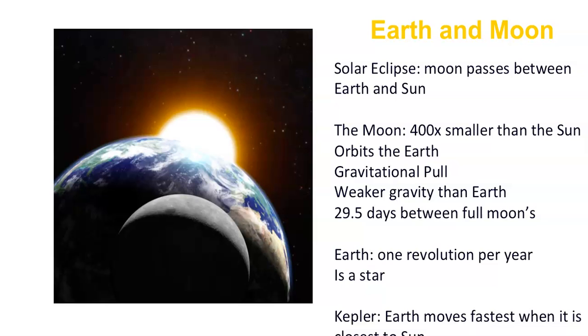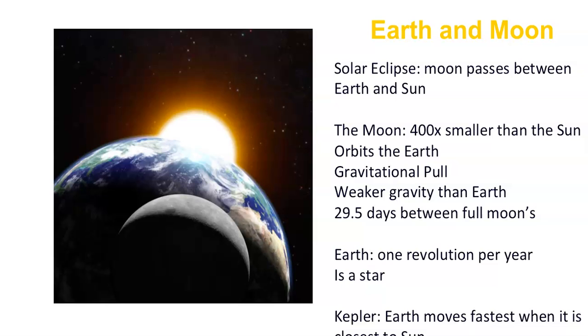The moon has much weaker gravity than Earth due to its smaller mass, so you would weigh about 1/6 or 16.5% of your actual weight on Earth. The fact that the moon has no atmosphere means that the surface of the moon is unprotected from cosmic rays, meteorites, and solar winds, and has huge temperature variations.